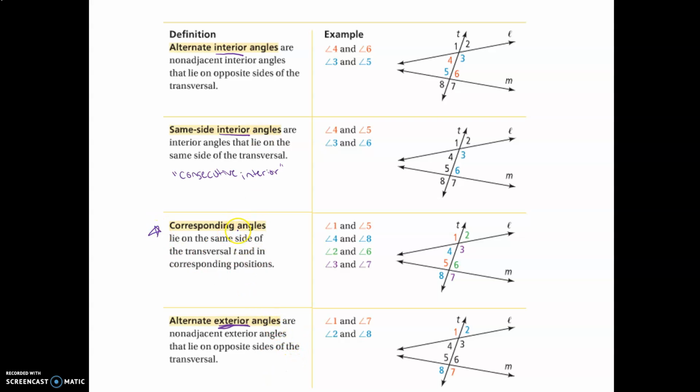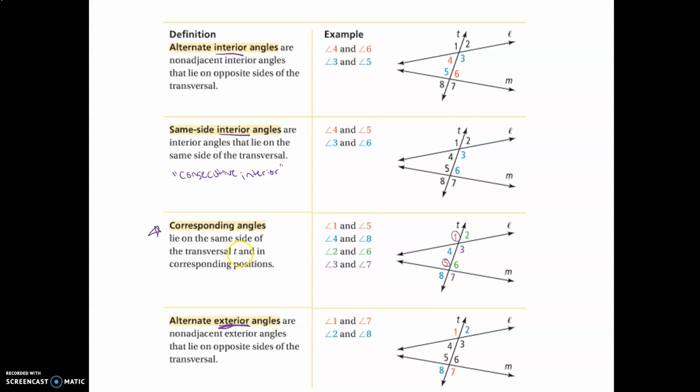Corresponding, notice it doesn't say interior or exterior. That's a big red flag there. So if you notice, let's look at angle 1 and angle 5. Angle 5 is interior, angle 1 is exterior. So that should throw up a big red flag that you might be dealing with corresponding angles, is when you have one interior and one exterior.